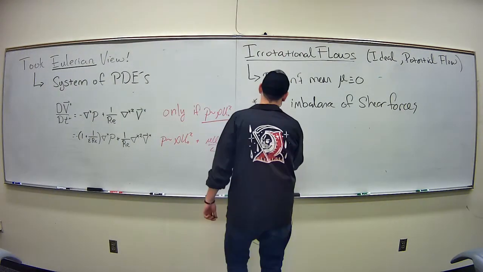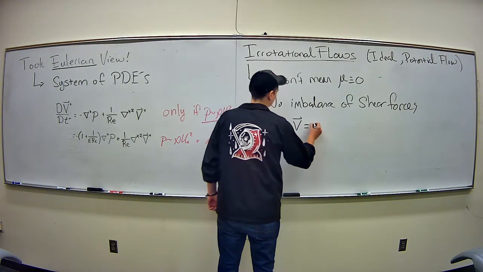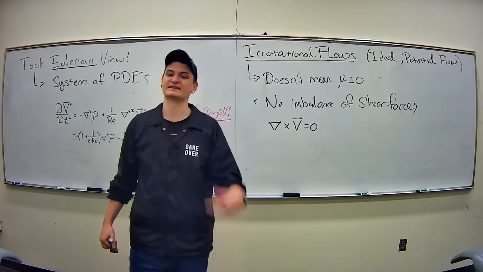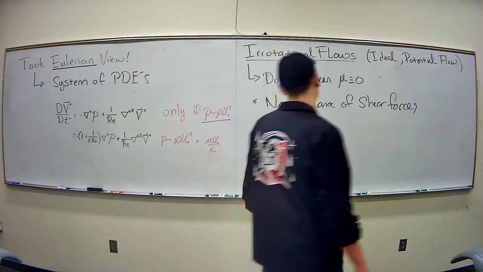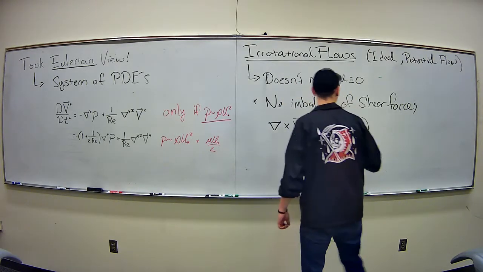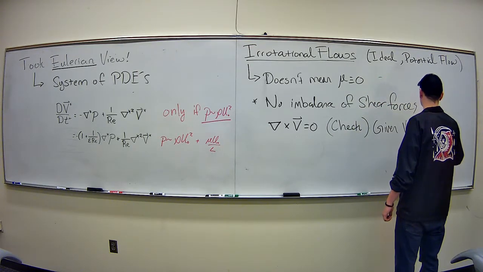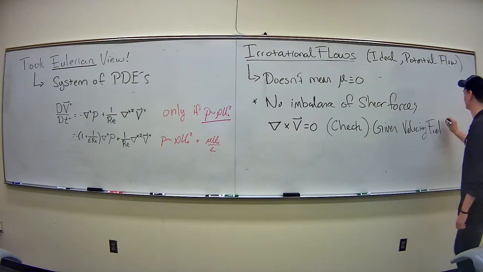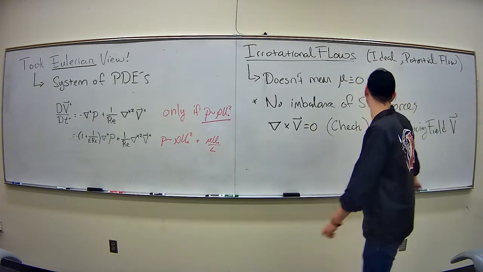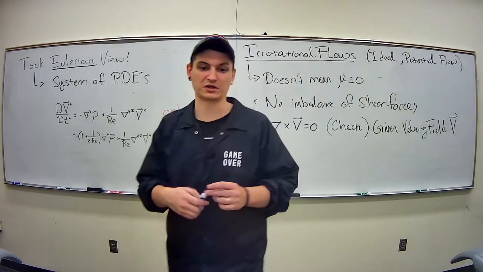But this is the other, better one: an irrotational flow can be tested by this condition. The curl of the velocity field being 0 means it's an irrotational flow. So this is sort of a check. If you're given a velocity field, you can check whether it's irrotational by this calculation right here. You can look up how to take a curl if you want.